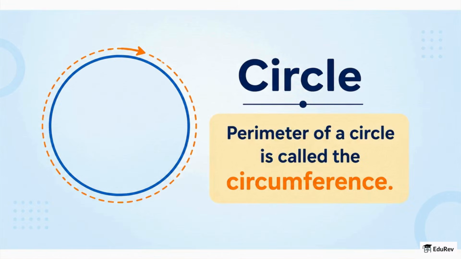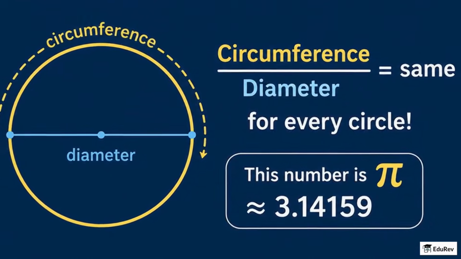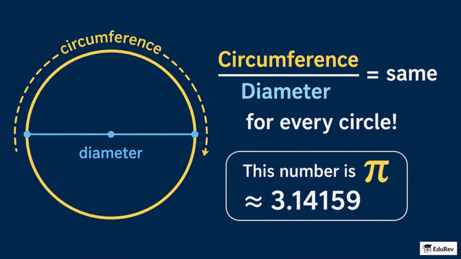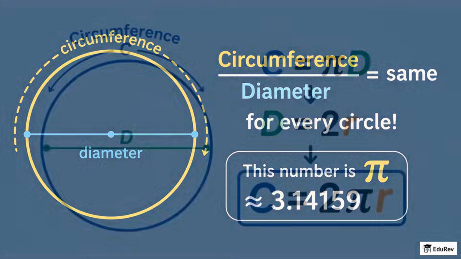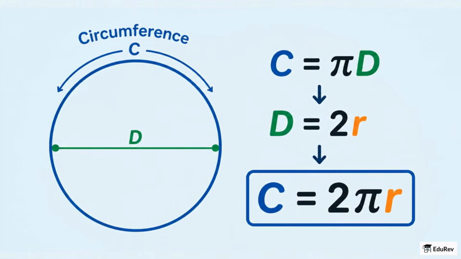Now let us look at a circle. The perimeter of a circle is called the circumference. Ancient people found that circumference divided by diameter gives the same number for every circle. We call this number pi, written π, about 3.14159. So circumference C equals pi times diameter d. That is, C equal to πd. And since diameter is 2 times r, C equal to 2πr.